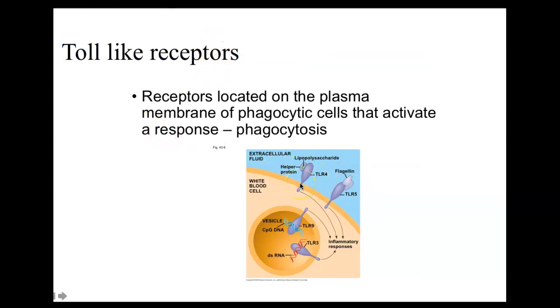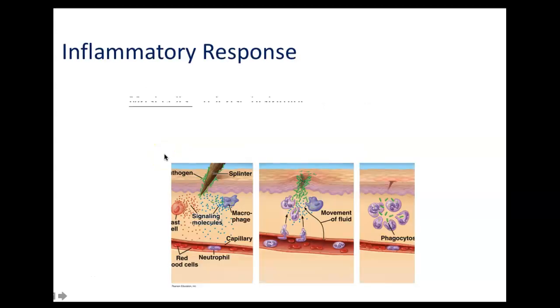All right, so I just want to give you an example of receptors. Receptors that are located on the plasma membrane of phagocytic cells, like your macrophages, are going to activate a response. So they're called toll-like receptors. And you see right here, toll-like receptors are going to bind to any parts of a foreign invader. So you see a lipopolysaccharide here, flagellin right here. It looks like there's parts of an invader, and what that's going to do is it's going to signal a response that's going to result in phagocytosis.